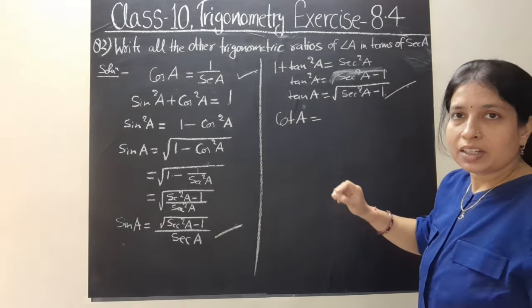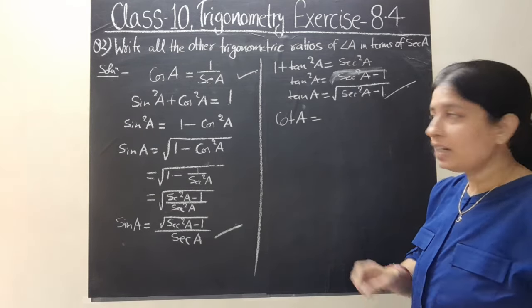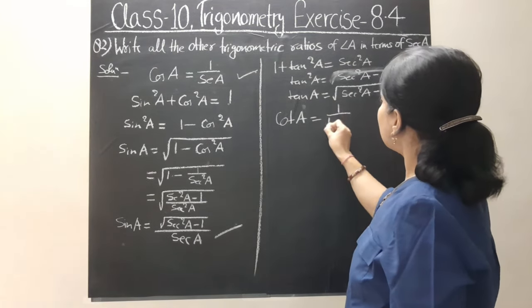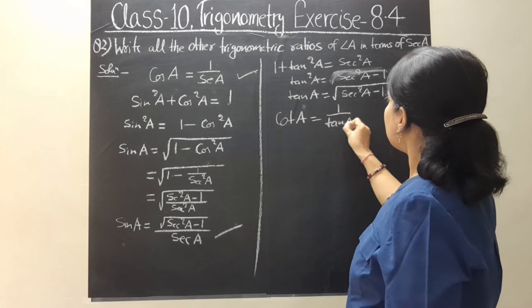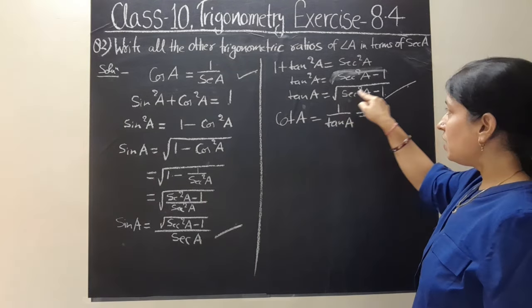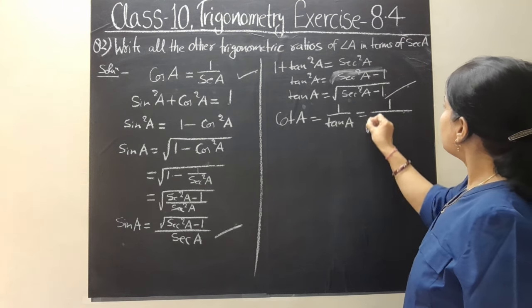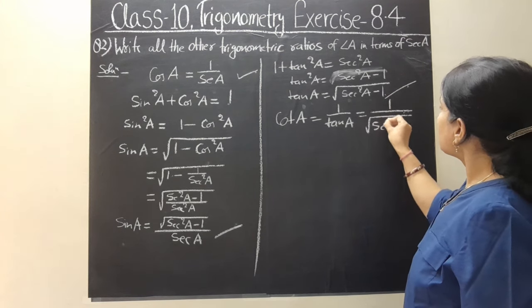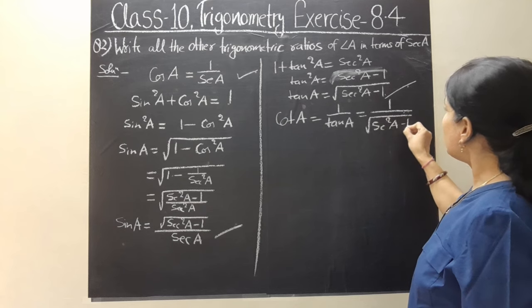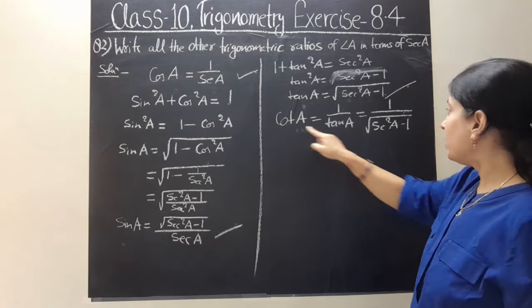What is cot A? Cot A is equal to 1 by tan A. So put the value of tan A from here. You can write 1 divided by square root of sec square A minus 1. This is the relation between cot A and sec A.